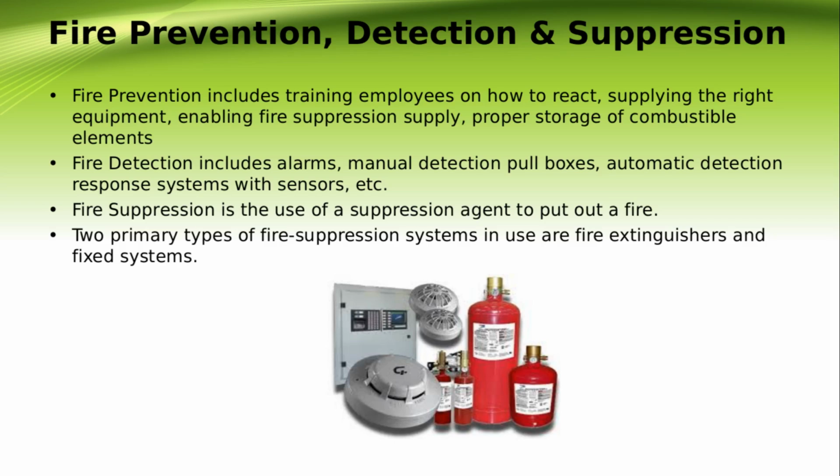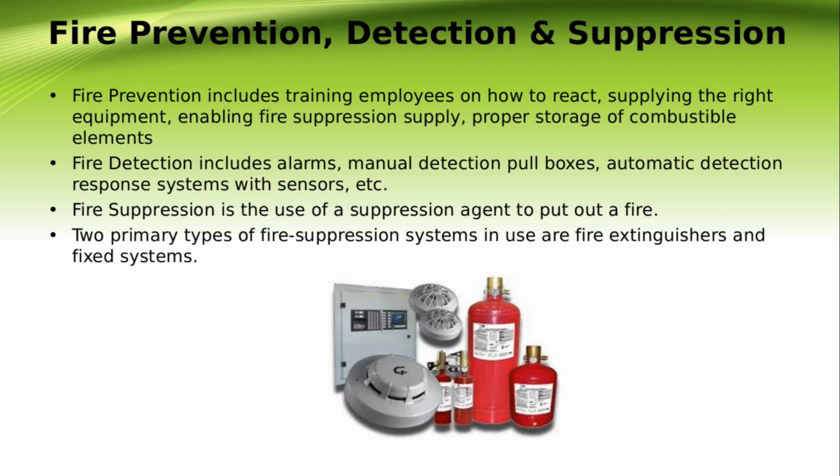Fire detection includes alarms, manual detection, pull boxes, and automatic detection response systems with sensors, etc. Fire suppression is the use of a suppression agent to put out a fire. Two primary types of fire suppression systems in use are fire extinguishers and fixed systems. Fire is a danger common to all business environments and must be planned for well in advance of any possible occurrence.